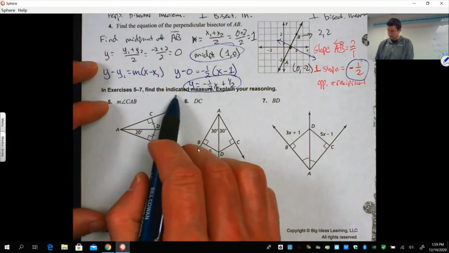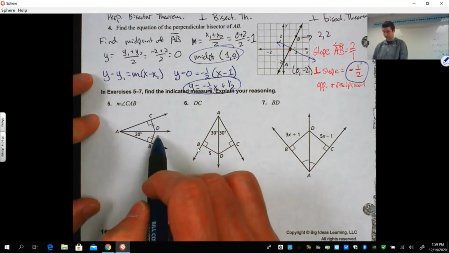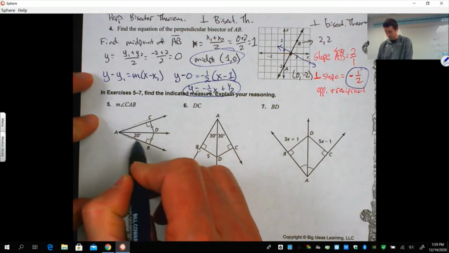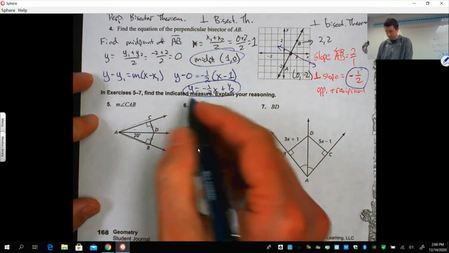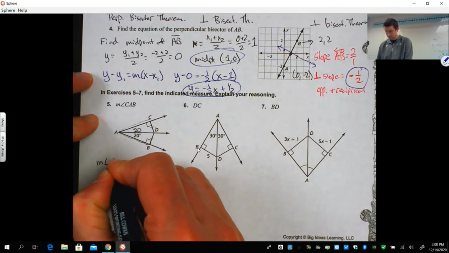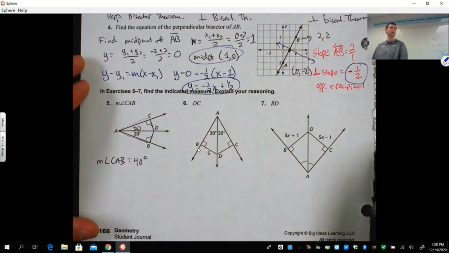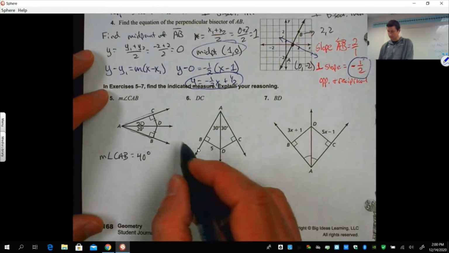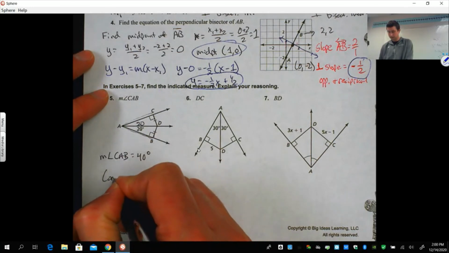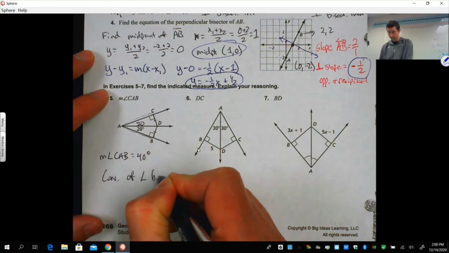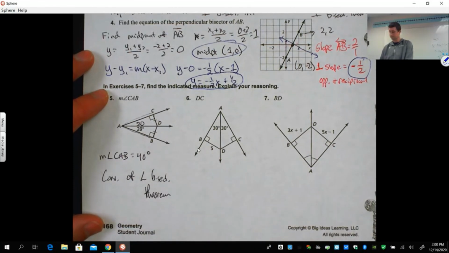Exercise 5 through 7, find the indicated measure, explain your reasoning. You want the measure of angle CAB. These are dealing with angle bisectors. So CAB, you see how this is equidistant. D is equidistant from C as it is from B. So if that's 20, that has to be 20, measure angle CAB, the big angle, would equal 40 degrees. They don't just say 20, they want the big angle. And this one, they gave us that the distances were there. They're asking for the angles. This would be the converse of the angle bisector theorem.